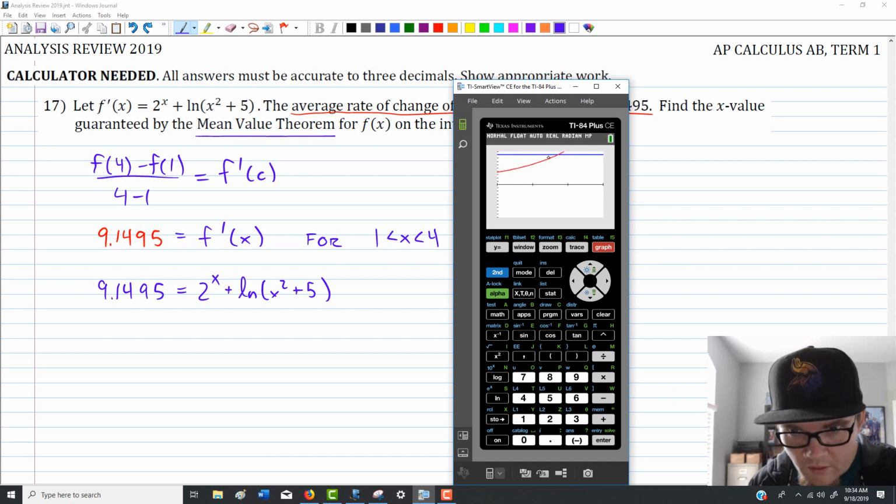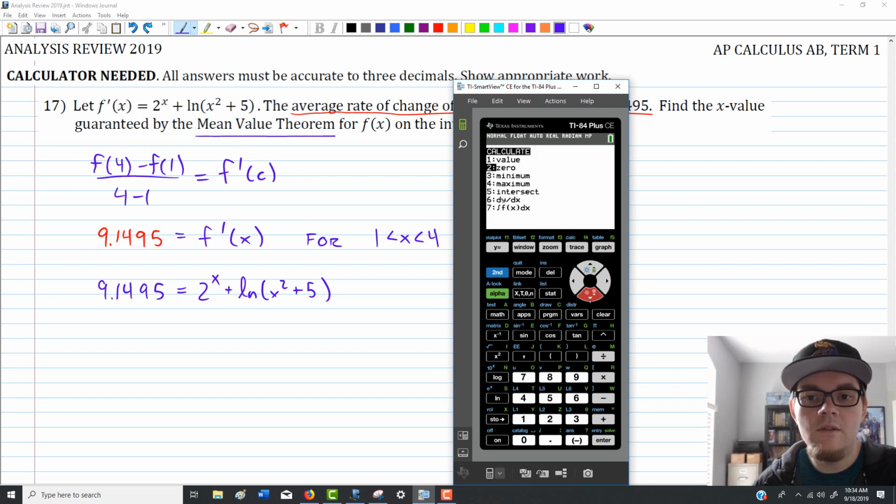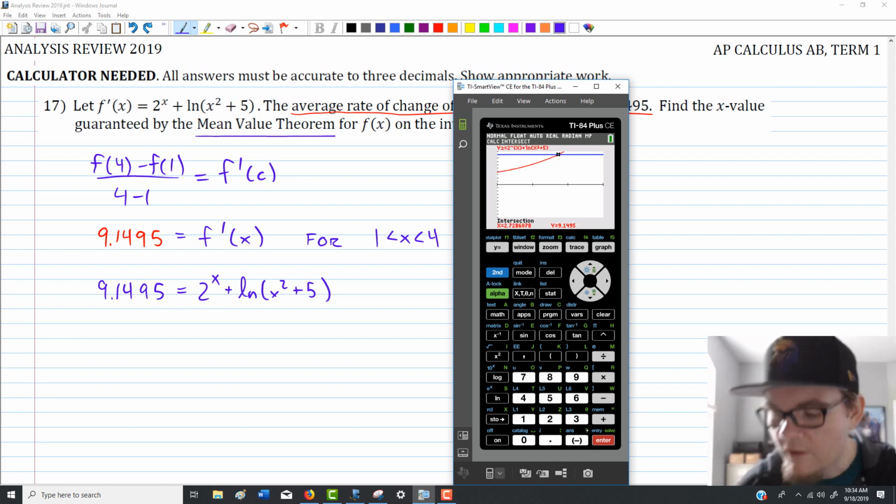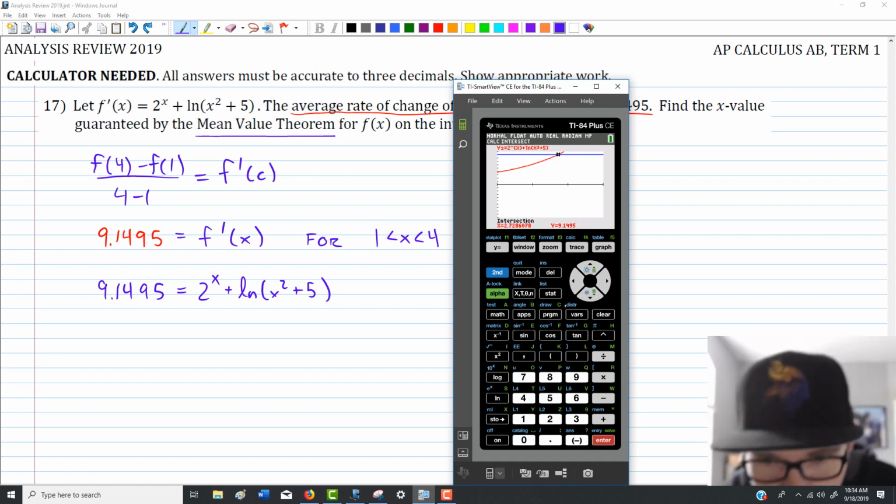Okay, so I see one single intersection point up there. That's a good thing. We barely made it in. Let's find that intersection by choosing second trace. Second trace, we'll choose option 5, intersection, enter, enter, enter. And, oh shoot, I can't bend down, but I can see 2.729.